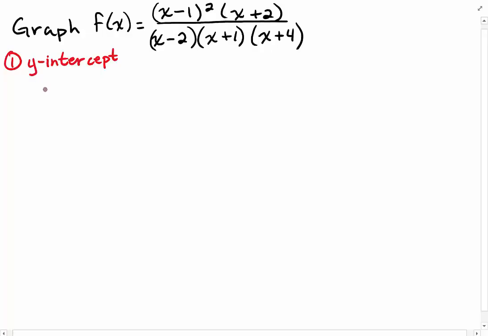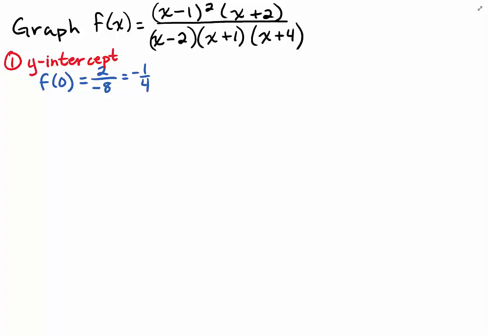And of course we do that by plugging in, evaluating the function at 0. And so if you plug in a 0 into that function, you are going to get 2 on top, so 2 over negative 8, so negative 1/4. So our graph is going to go through negative 1/4 on the y-axis. So we'll keep track of that.